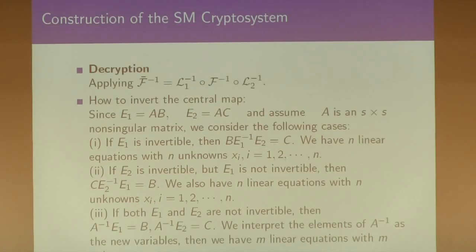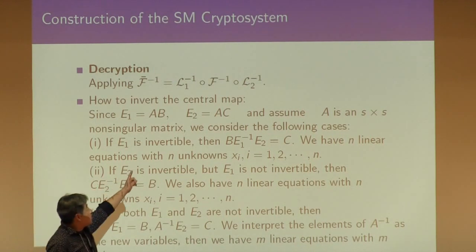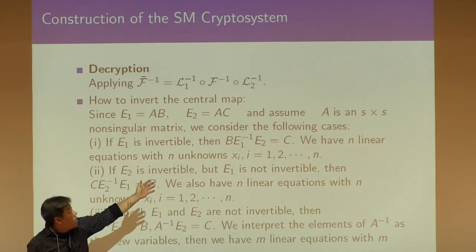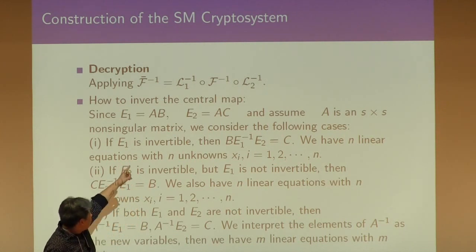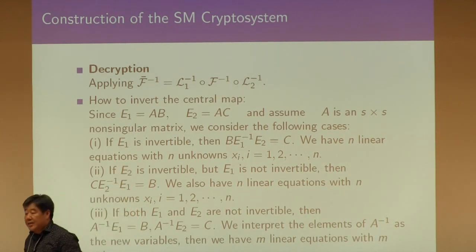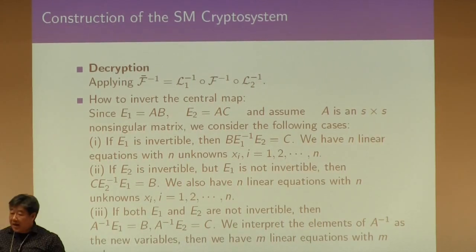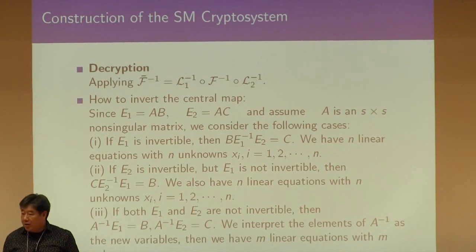To decrypt, I have to apply the inverse of each of them, so the key is to invert F. Let's see how we do it. Suppose I want to invert the map F. The entries of F are essentially A times B and A times C. So I know the values of A times B and A times C, and I need to find the solution. E1, E2 are known.